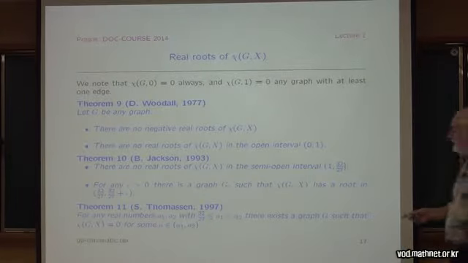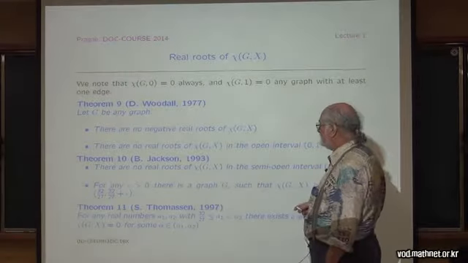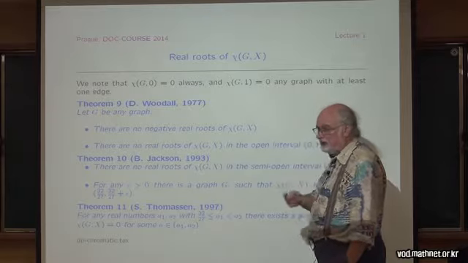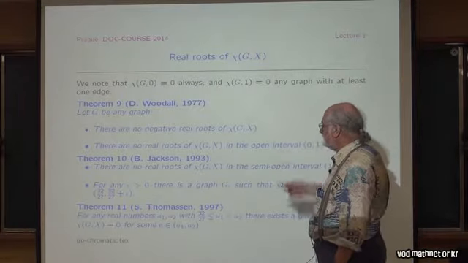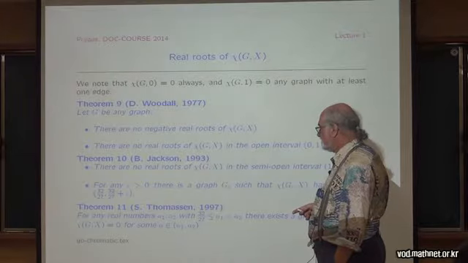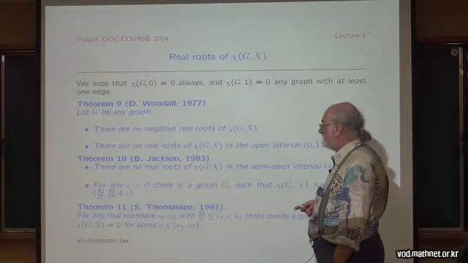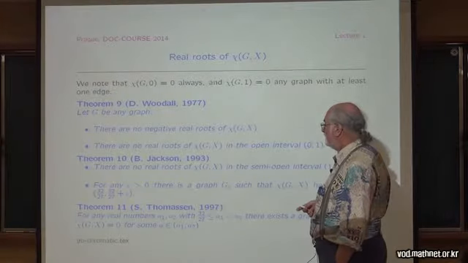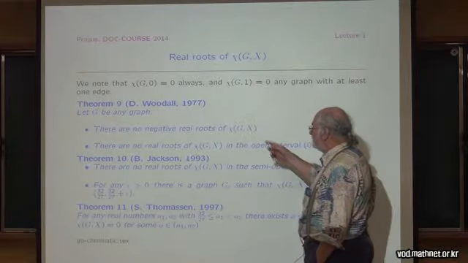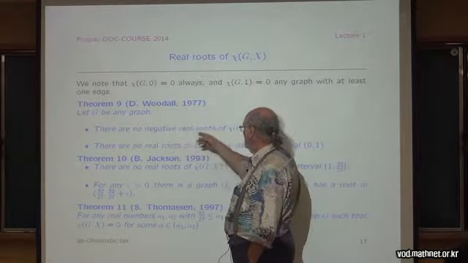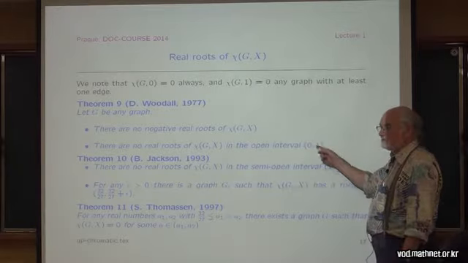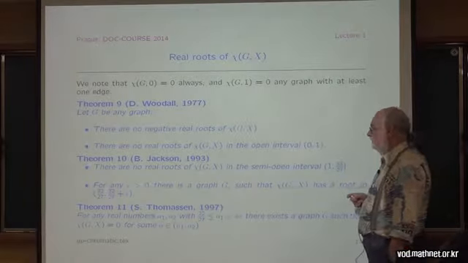Maybe I will jump because I want to show you other examples, but if you go back to my slides from the internet, people now got very much interested in the place where the zeros are of the chromatic polynomial. So Woodall in 77 showed for arbitrary graphs there are no negative real roots. This is an easy exercise, but there are no real roots in the open interval between 0 and 1, which is a bit more demanding.